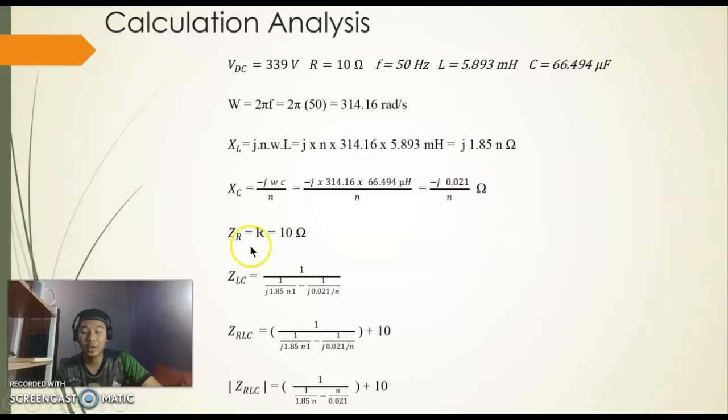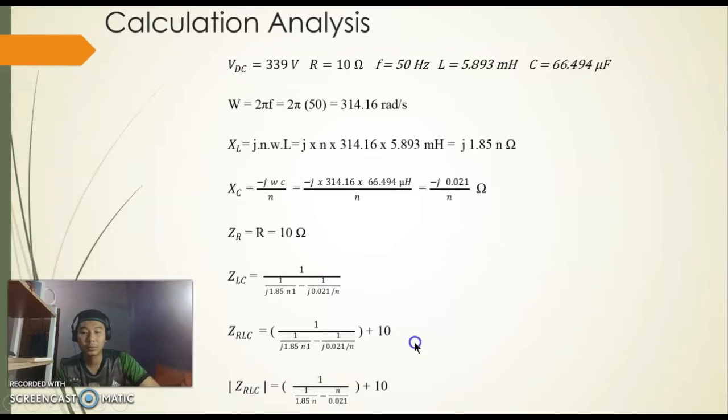Then after that we get the value here. So for the ZR is equal to R, which is 10 ohm, while ZLC is parallel to each other. So by substituting the value here, and then after that, for ZRLC, we need to add 10 because it is in series with ZLC. So this is the final part for ZRLC.